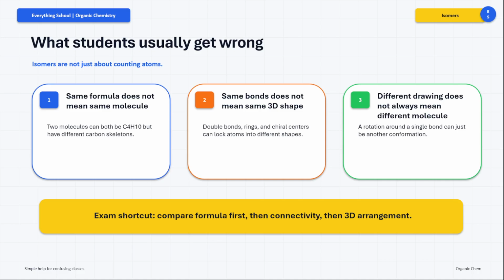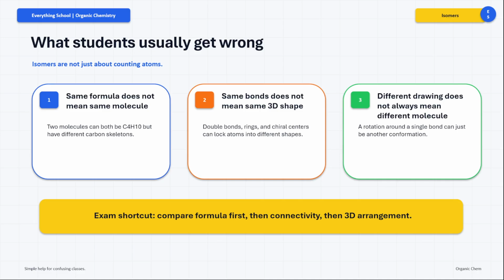Slide 2. What students usually get wrong. A lot of students think that if two molecules have the same formula, they must be the same molecule. But that is not always true. A molecular formula only tells you how many atoms are present. It does not tell you how those atoms are connected. And it does not tell you how the molecule is shaped in 3 dimensions.